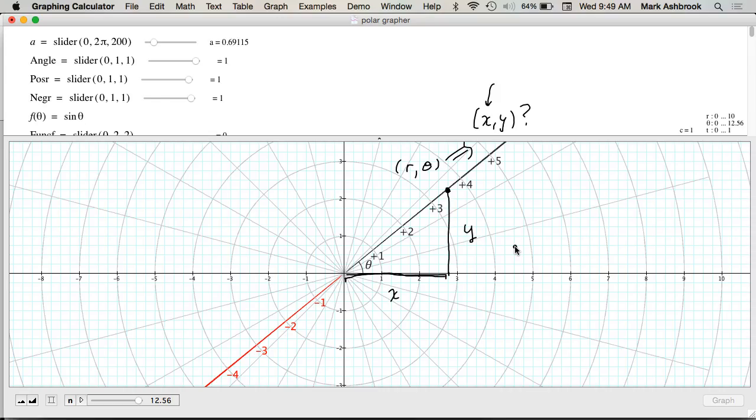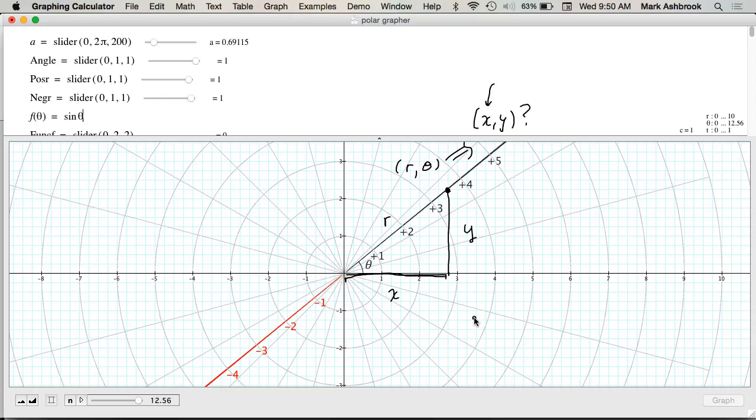Or vertical position, right? Our y coordinate's vertical position. So now we've got, and what's r? R is our distance out here to the pole. And this is theta. So what is x? We want to find x in terms of theta and r, right? We want to know what x is in terms of our polar coordinates, theta and r.